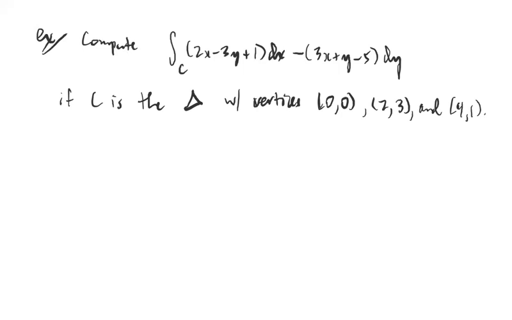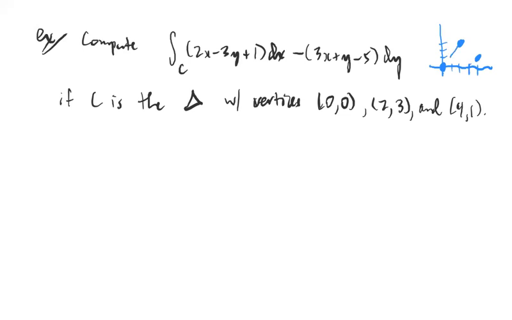Okay. What do you think? Is this a conservative vector field or not? By the way, normally I would have to specify the way that I go around this triangle. Here it matters. So here's a picture of this triangle right here. Let me just draw it up here in the corner. Okay. So it's the triangle with vertices (0, 0), (2, 3), and (4, 1).